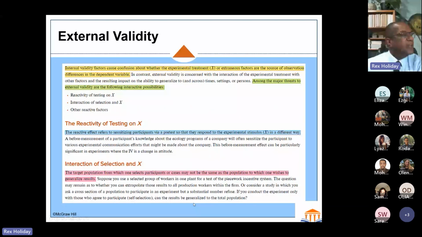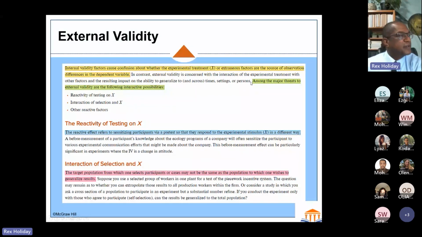Okay, and then external validity. Internal validity factors cause confusion about whether an experimental treatment X, or extraneous factors, are the source of observed differences in the dependent variable. In contrast, external validity is concerned with the interaction of the experimental treatment with other factors and the resulting impact on the ability to generalize, going back to Samia's excellent example, across times, settings, or persons.